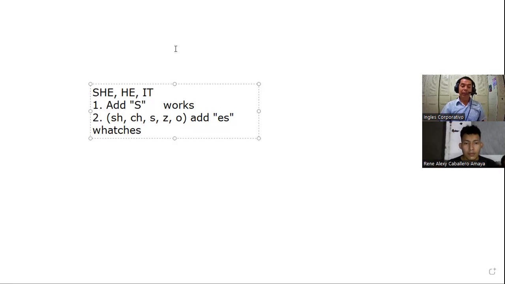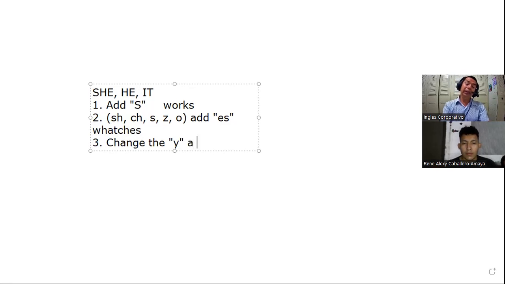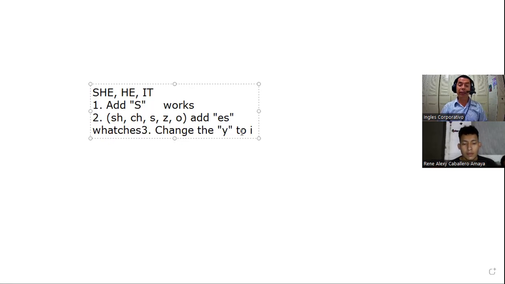Muy bien. Y la tercera regla es que si el verbo termina en una Y precedida de consonante, le cambiamos esa Y a la I latina. Change the Y to I, right? Cambiamos la Y por I latina y luego le agregamos ES.